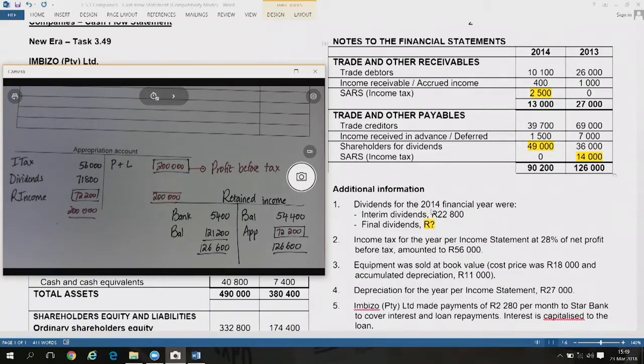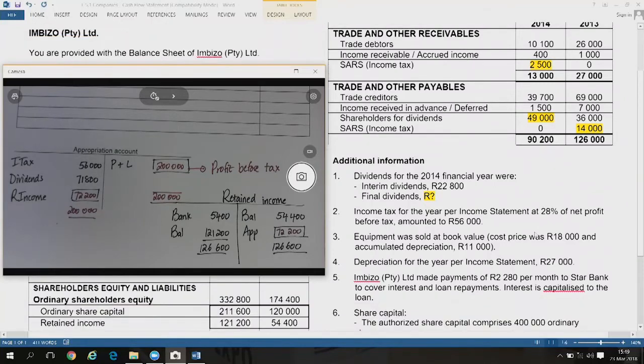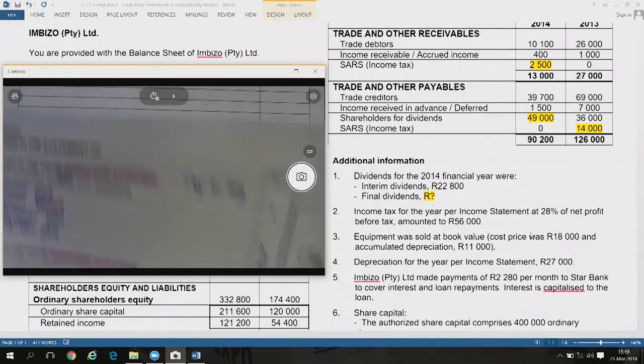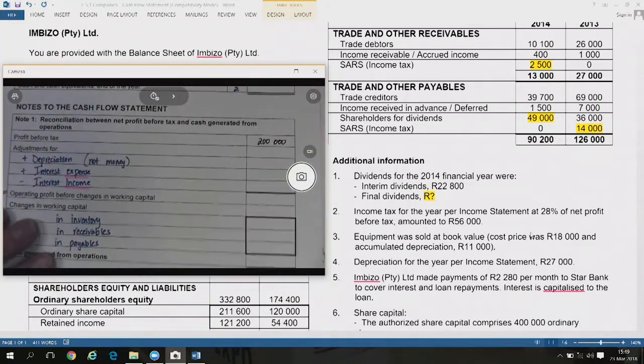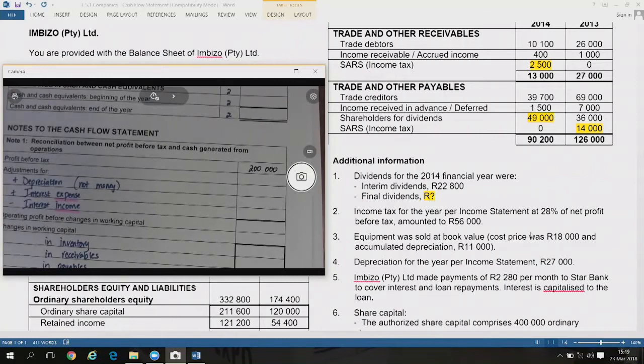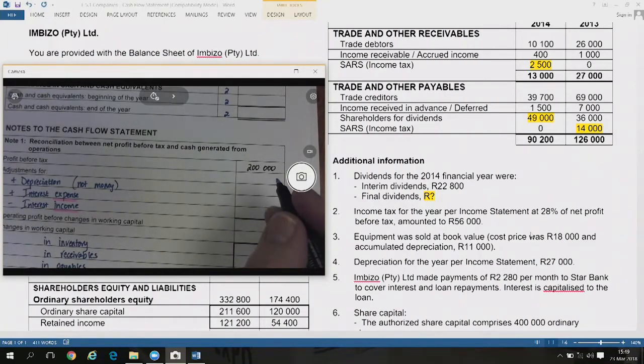Okay, information number 3. Equipment was sold at book value with a cost price of 18 and accumulated depreciation of 11,000, and depreciation for the year per income statement is 27,000. What are you going to do with that 27,000? The first thing that you're going to do, you're going to put it in your note number 1, where we add depreciation. Why do we add depreciation? Because it's not money. So we add 27,000 rand there.